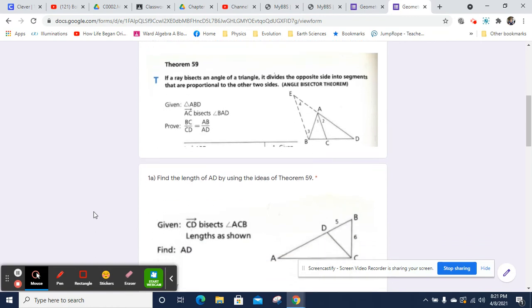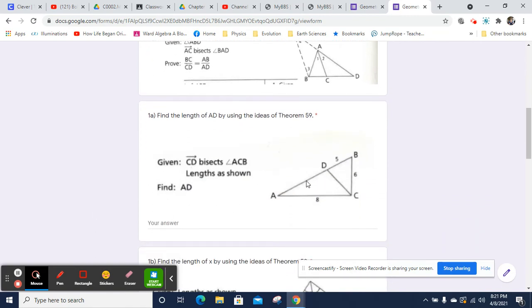And with that information, we can figure out things like how long AD is. Okay, because CD bisects angle ACB, that means that AD is to DB as AC is to CB, or AD is to AC as DB is to BC. You can set it up either way. Okay, so here's the proportion. AD is to 5 as 8 is to 6.